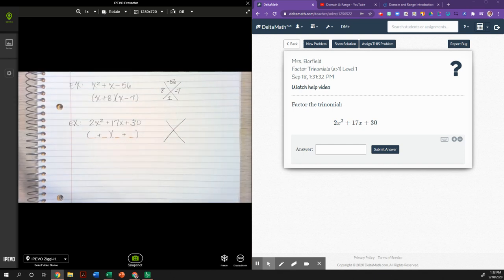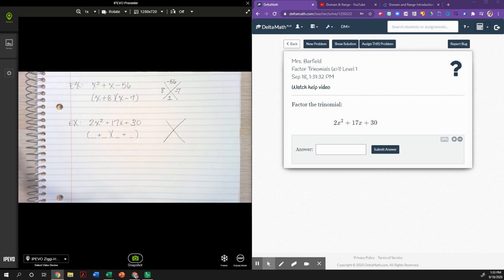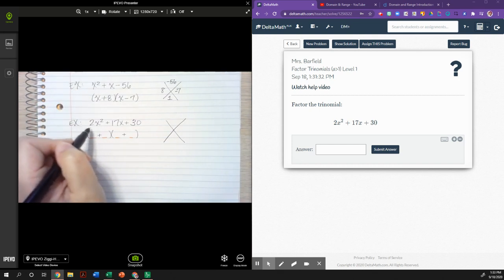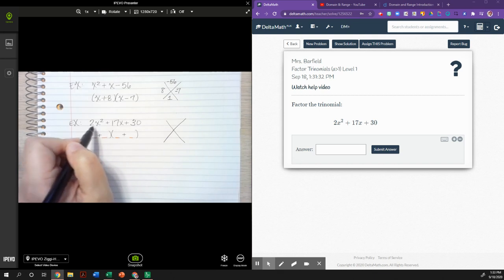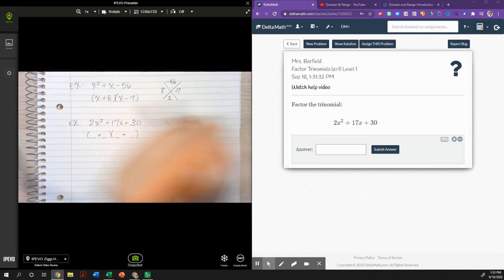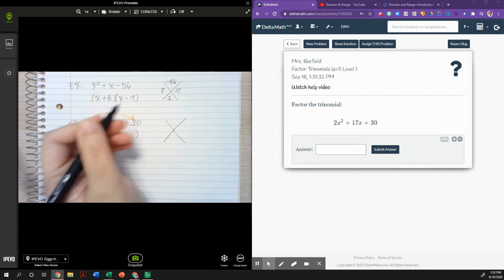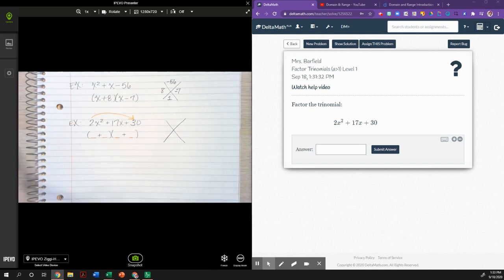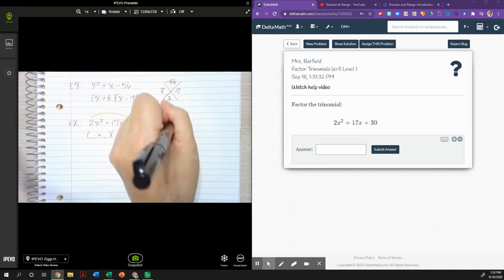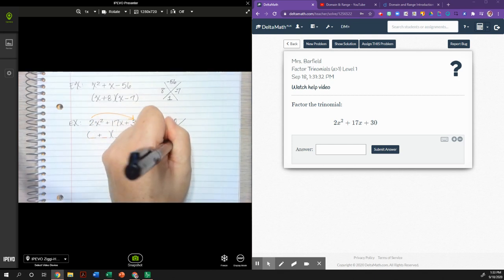But the difference between the last video and this video is that all of your problems started with x squared, but now we have a 2x squared. It still works. You're going to take 2 times 30, and it's a plus 30, so 2 times 30 gives you 60. If it had been a negative 30, you would have put 2 times negative 30. So I'm going to put 60 here. That was from 2 times 30. And then I'm going to put 17 down here.